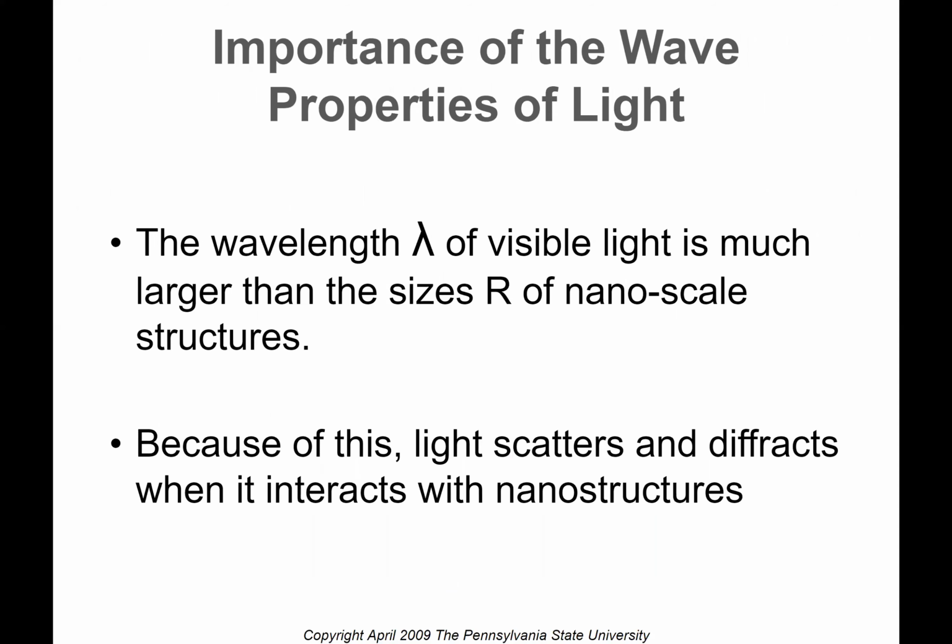The importance of wave properties of light. So all these things are mixed in because the colors, yes, they're optical properties, but they also have to do with the wave properties of light. So the wavelength of visible light is much larger than the sizes of nanoscale structures. The wavelength of light, you could look it up, is something like 400 to 700 or 800 nanometers, in that kind of range. Because of this, light scatters and diffracts when it interacts with nanostructures.